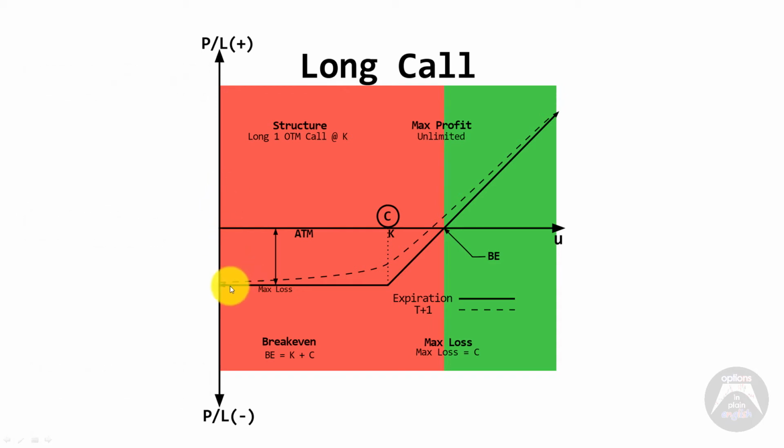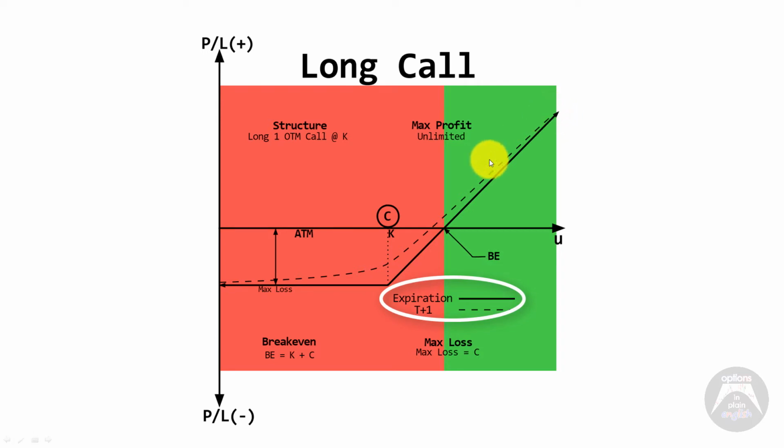Now we have a solid line here, which is showing the P&L at expiration. So this is the P&L that we would have if the price of the underlying at expiration is at this level. This axis represents different prices. So this line represents the P&L at expiration.